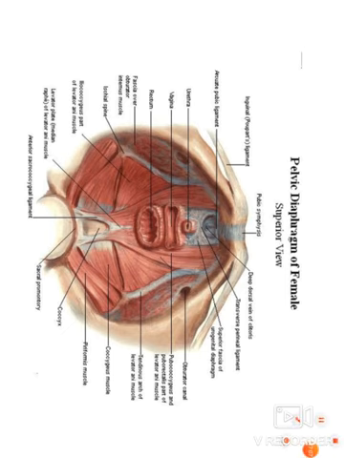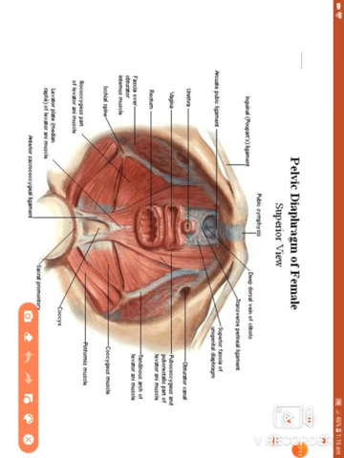Then coming to the muscular supports, or mechanical supports, let's say this is the pelvic diaphragm. See, this is the pelvis, the lesser pelvis. This is the pelvic floor. The floor of the pelvis is formed of some muscles. Actually, this pelvic floor supports the pelvic visceral organs.